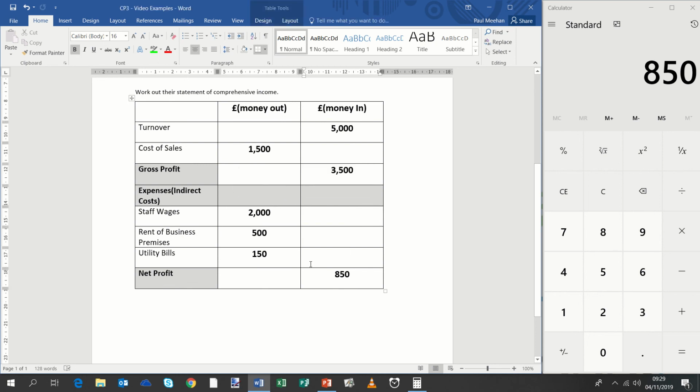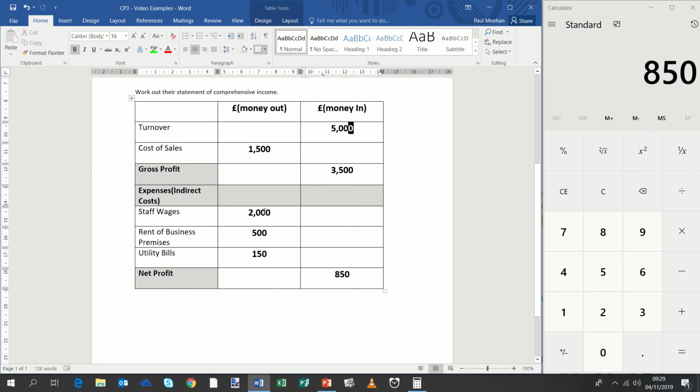And there we go. So we had a turnover in this chip shop of £5,000. That's what was taken on the tills each month, but it cost them £1,500, right, in terms of what they had to spend on potatoes and cooking oil. That left them then with a gross profit of £3,500. That was worked out by subtracting this from this. Then we had to look at their expenses.